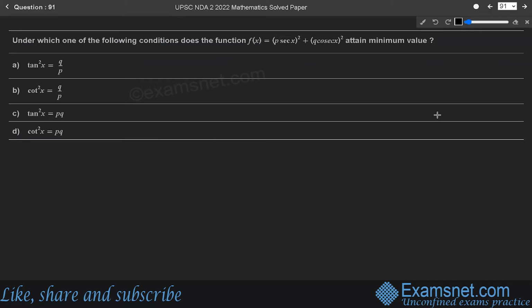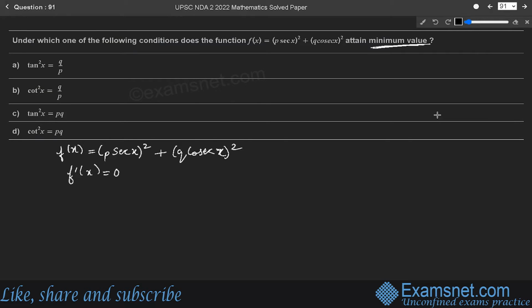Next question is: under which of the following conditions does f of x is equal to p sec x whole square plus q cosec x whole square attain the minimum value? You have to focus on this part: in the question, is there a maximum value or a minimum value? Here you can see that it is a minimum value. It means that f dash x will be equal to 0 because of the minimum value.